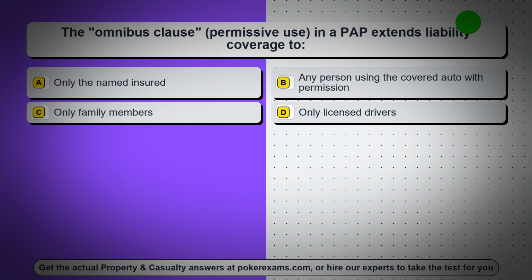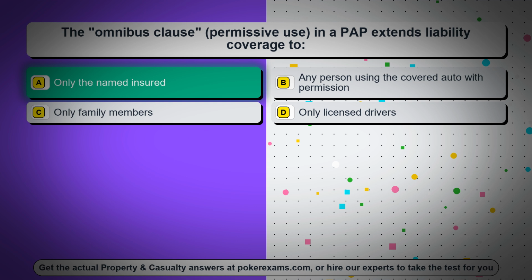Question 23. The omnibus clause, permissive use, in a PAP extends liability coverage to, option A, only the named insured, option B, any person using the covered auto with permission, option C, only family members, option D, only licensed drivers. The correct answer is option A, only the named insured.